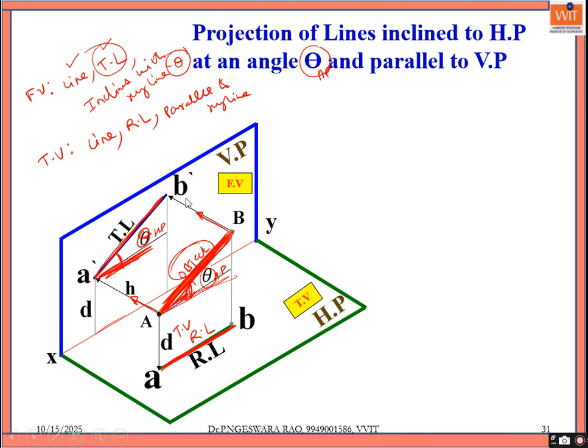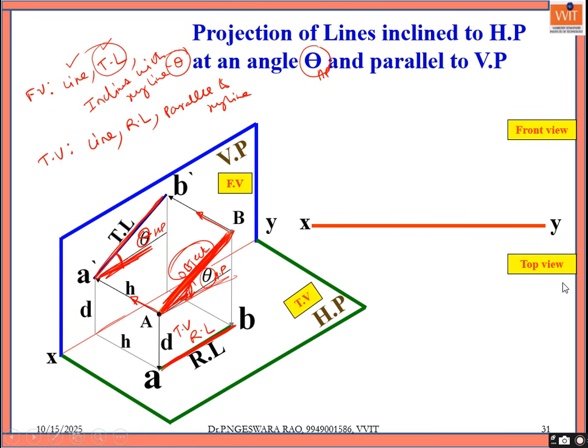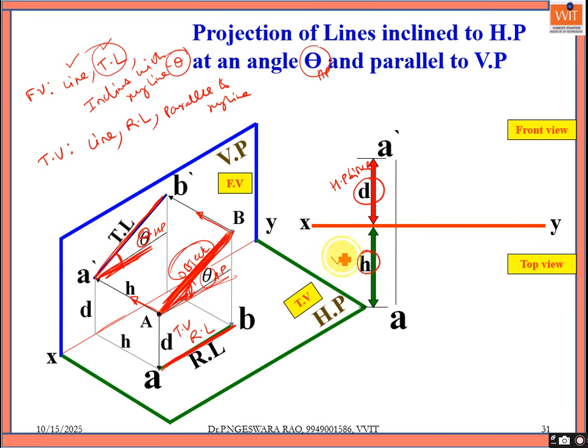So you can see here the solution: draw the XY line. By default the front view is above the XY line, and the top view is below the XY line in our case. First of all, look at the front view A dash point and the top view A point. Here A dash means the HP distance, and here the VP distance, the vertical plane distance.